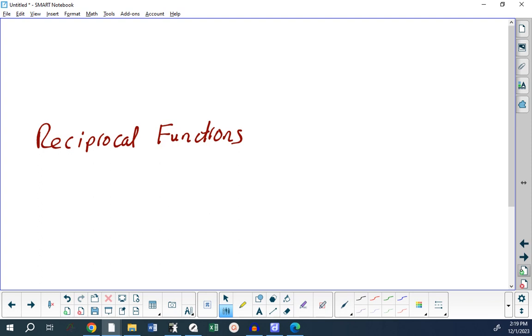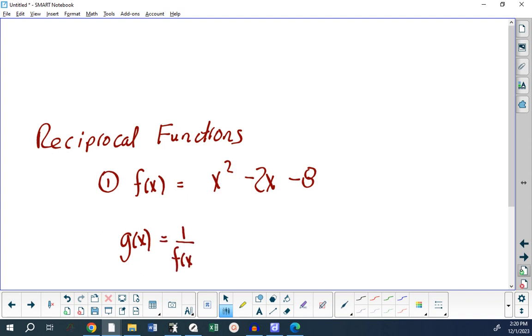Classic exam questions with regards to this would be, here's a real simple question. f of x equals x squared minus 2x minus 8. If g of x equals 1 over f of x, where are the vertical asymptotes of that function?